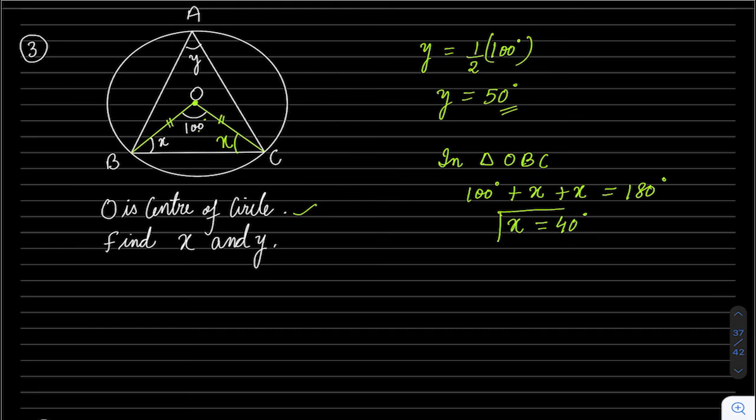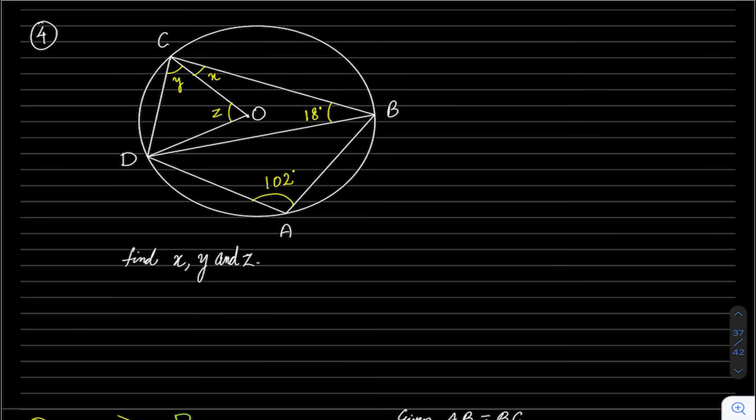I hope everyone can solve this. X is 40 degrees. Just remember these couple of very small things. These are not related to any theorem: the sum of angles in a triangle is 180, and whenever you see a radius, you know it's an isosceles triangle, so angles are equal. Okay, let's move forward with the fourth question.